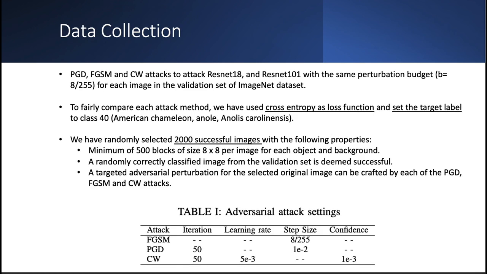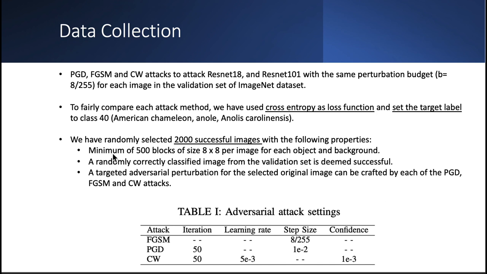Data collection. For collecting our samples, we used BGD, FGSM, and CW to attack ResNet 18 and ResNet 101 with the same perturbation budget for the validation set of ImageNet. To further compare the attacks, we used cross entropy as the loss function, and we set the target to be 40. We randomly selected 2000 successful images with the following properties.